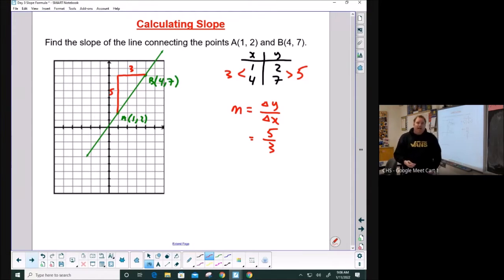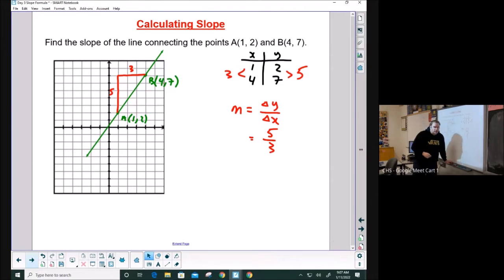We can get the answer, but we want to be able to do this without having to graph it. And in fact, if we could do this whole thing without even drawing a graph, we're going to save ourselves a lot of time and be able to find the slope pretty quickly just by doing delta y over delta x. So that is our second slope formula, because our first slope formula came from yesterday, rise over run. And then there's a third one that I'm going to do that we can use as well.